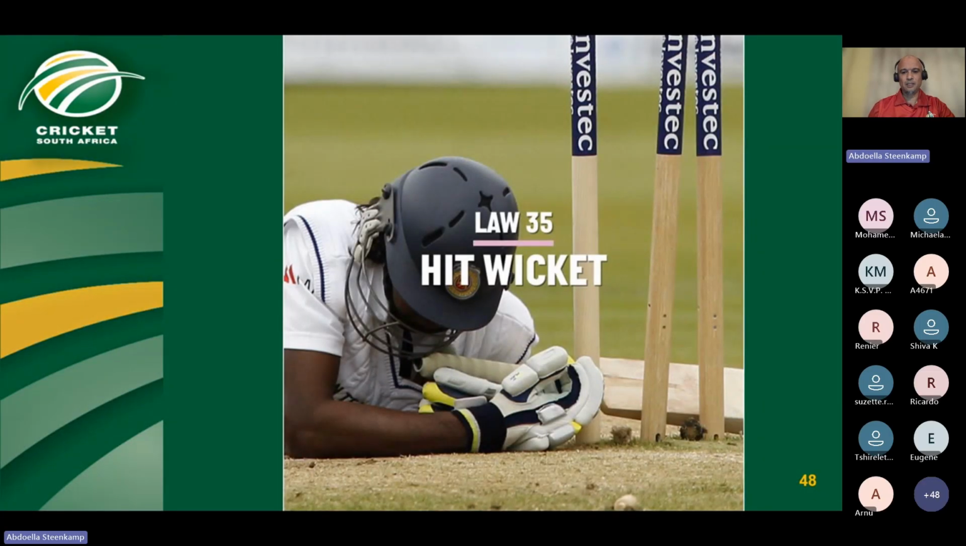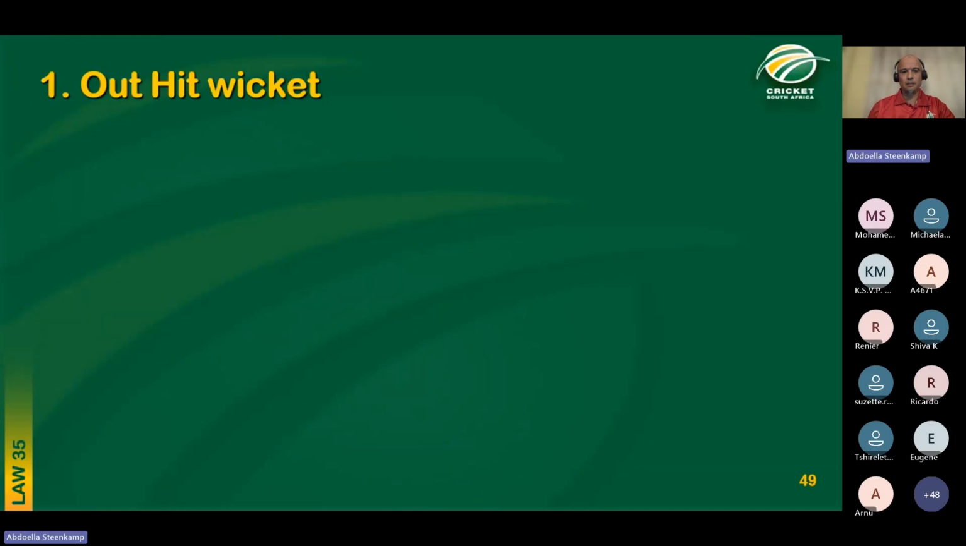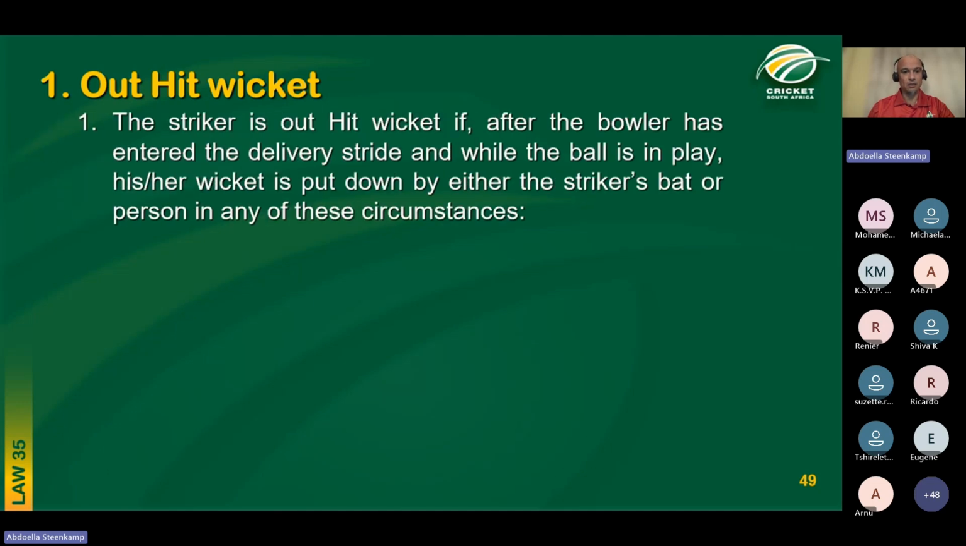Next mode of dismissal is hit wicket. So we're going to cover when the batter is out hit wicket and when the batter is not out hit wicket. Firstly, let's cover when the batter is out hit wicket. There's a window period for hit wicket to take place. It starts after the bowler has entered the delivery stride. So you can only be given out hit wicket after the bowler has entered the delivery stride.